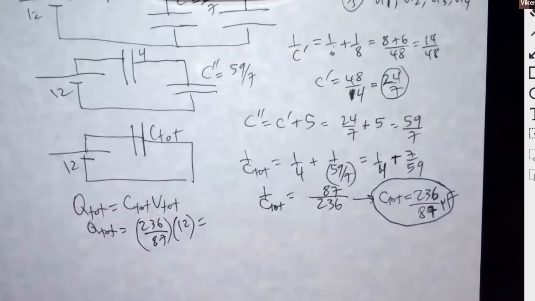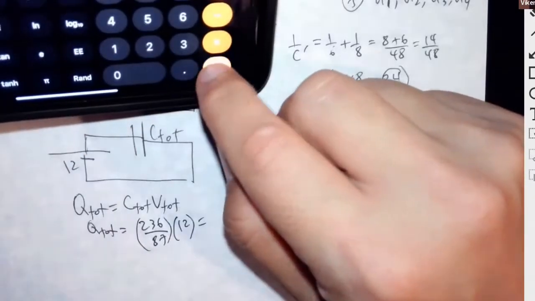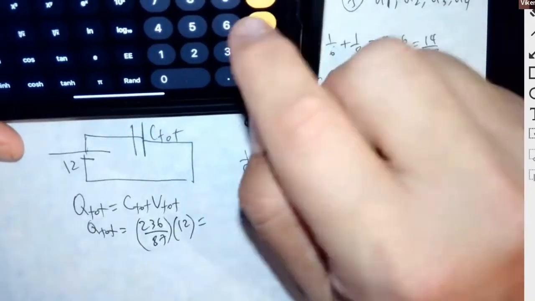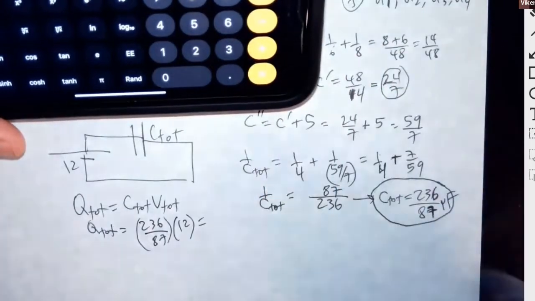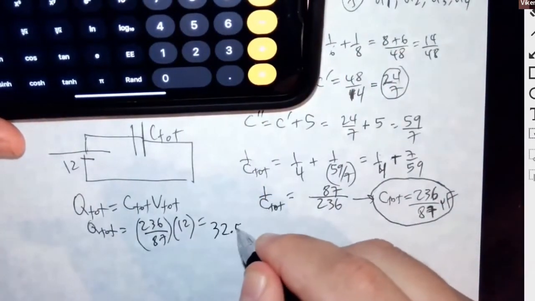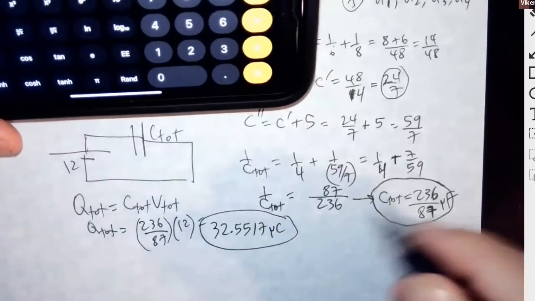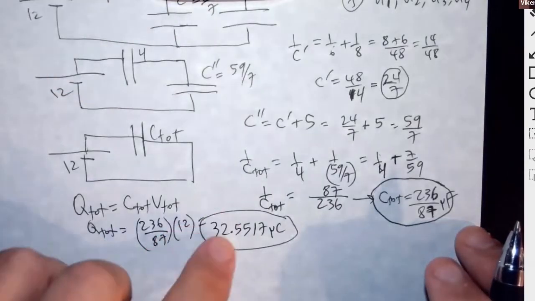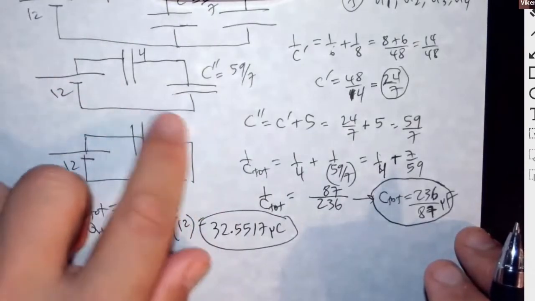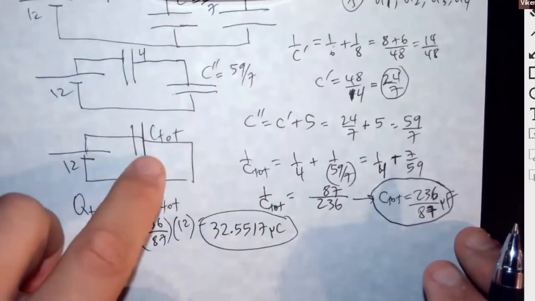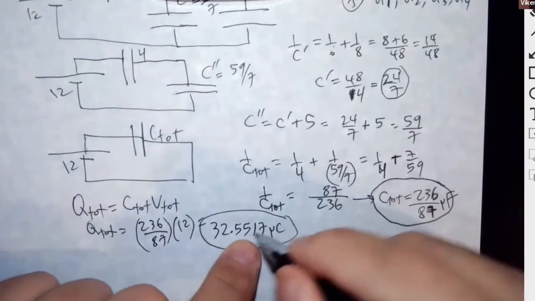Okay, so 236 times 12 divided by 87. Okay, so 32.5517 microcoulombs. Okay, so that means that battery will supply the net capacitance of all of them, 32.5517.